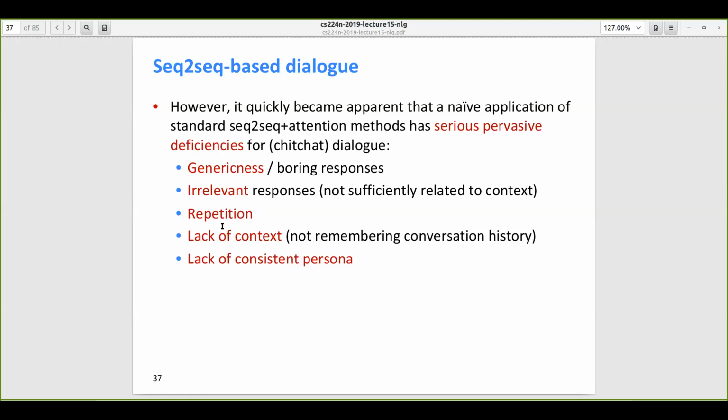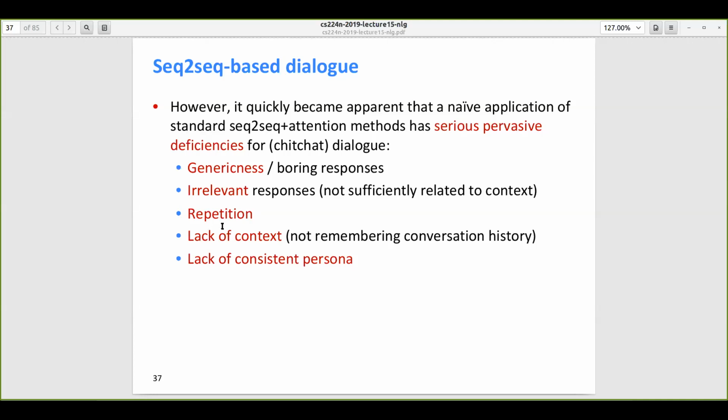One is genericness or boring responses. Even if you have used Google Assistant, you must have experienced that when you say something which the app can't really understand, it simply says, sorry, I don't know that, or something like that. That's because there is something called a fallback mechanism. When the chatbot can't really figure out what to answer, it falls back to some safer response. That way the dialogue systems could produce boring responses, and they can also give out irrelevant responses.